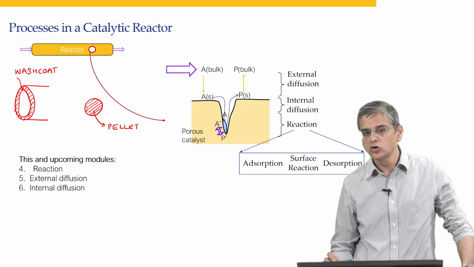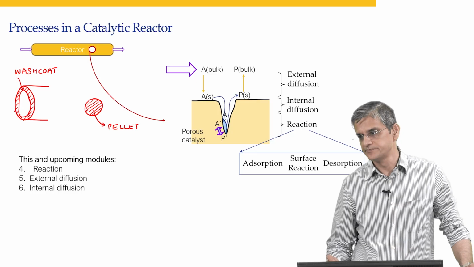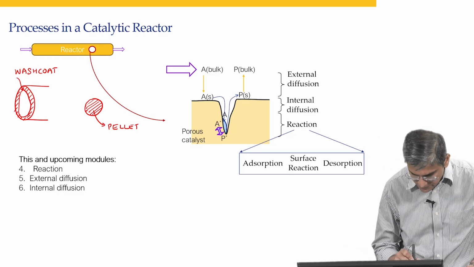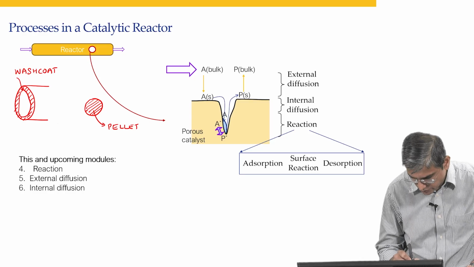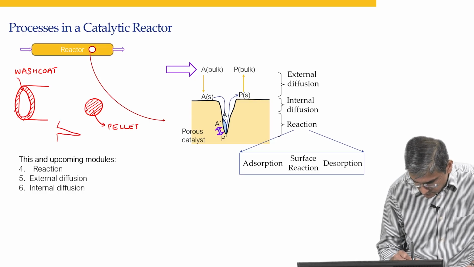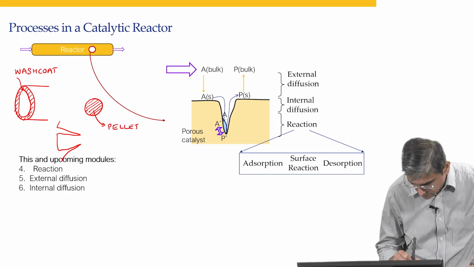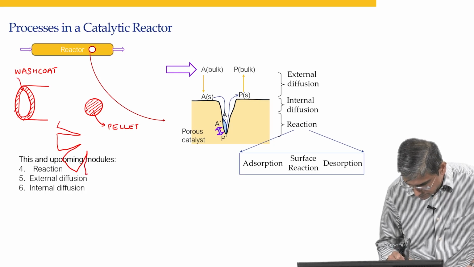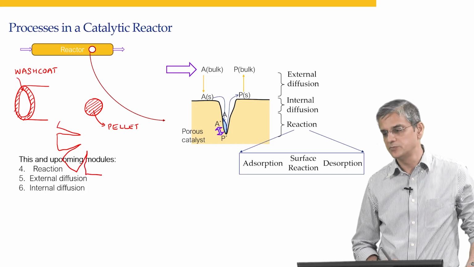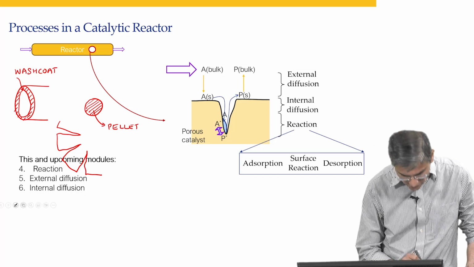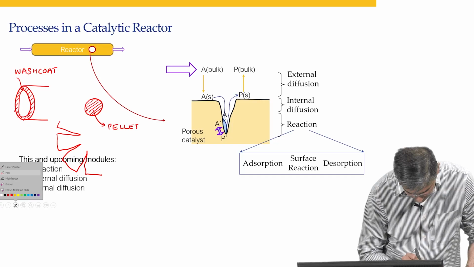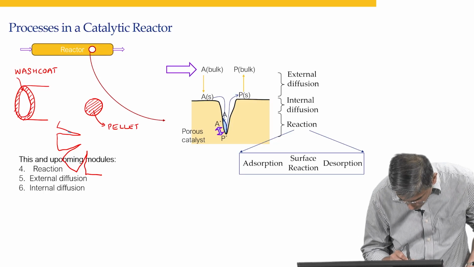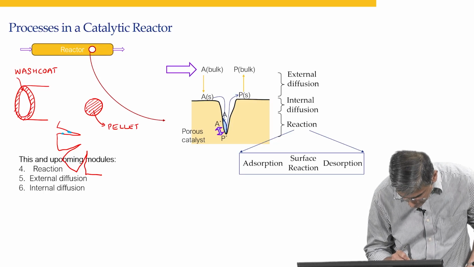okay, most often these are highly porous. Okay. What do you mean by highly porous? If you look at the surface, okay, the surface is not going to be smooth like this, but instead it is going to have multiple pores. Okay. Within these pores, there will be active catalyst that is present.